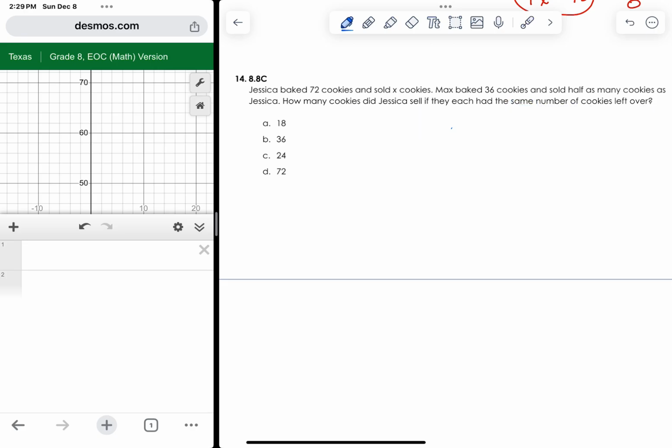So we know we are writing an equation here, and they're going to be set equal to each other. We've got the cookies from Jessica is equal to the cookies that Max had left over. So Jessica baked 72 cookies. That means she's already got 72 cookies, and she sold X cookies. So selling cookies means that I am subtracting X cookies. And how many cookies do I have if it's just X there? We know there's an invisible 1.